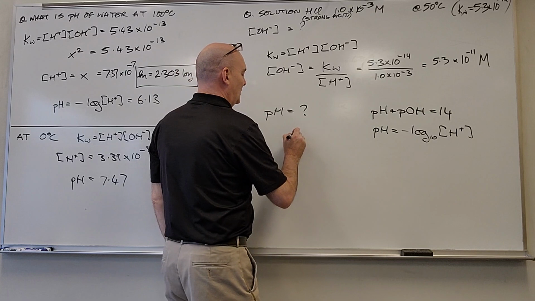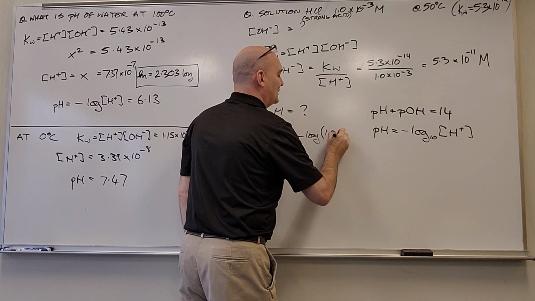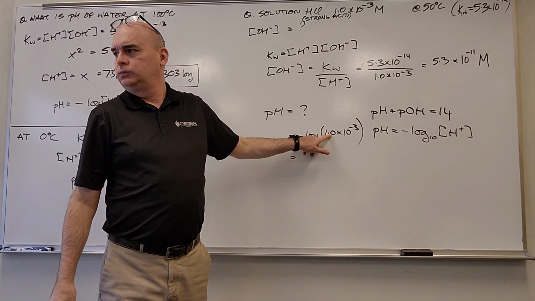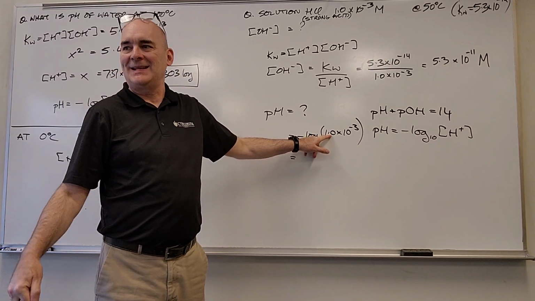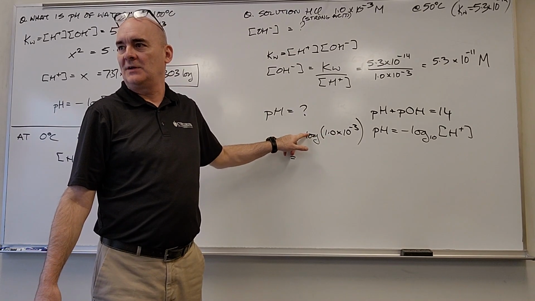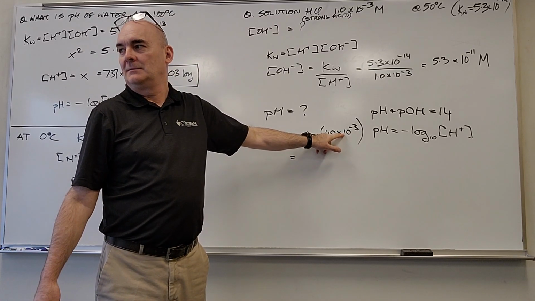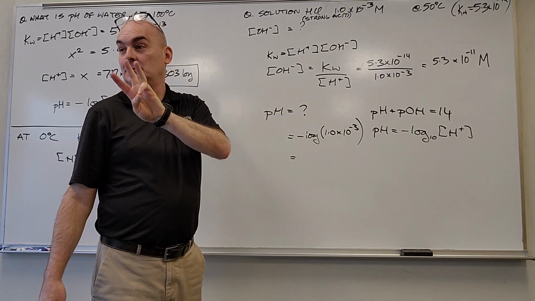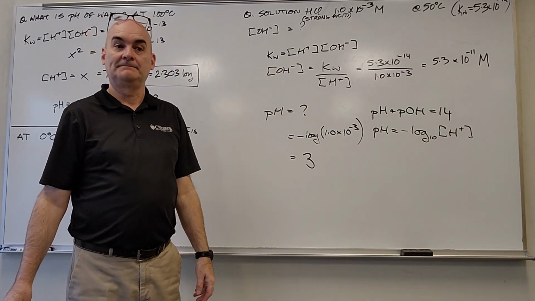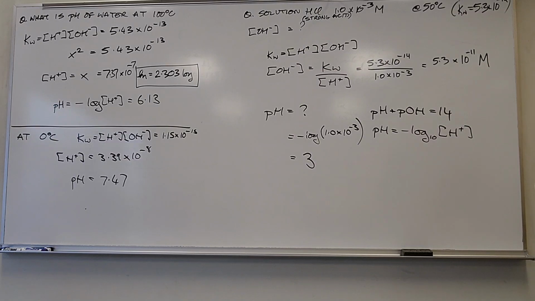So the pH is the negative log of 1.0 times 10 to the negative 3. That is a number less than 1, so we'll get a negative value for a log, and the negative sign will make it positive. That is 1 divided by 1,000, which is 3 zeros. pH is 3. Okay.